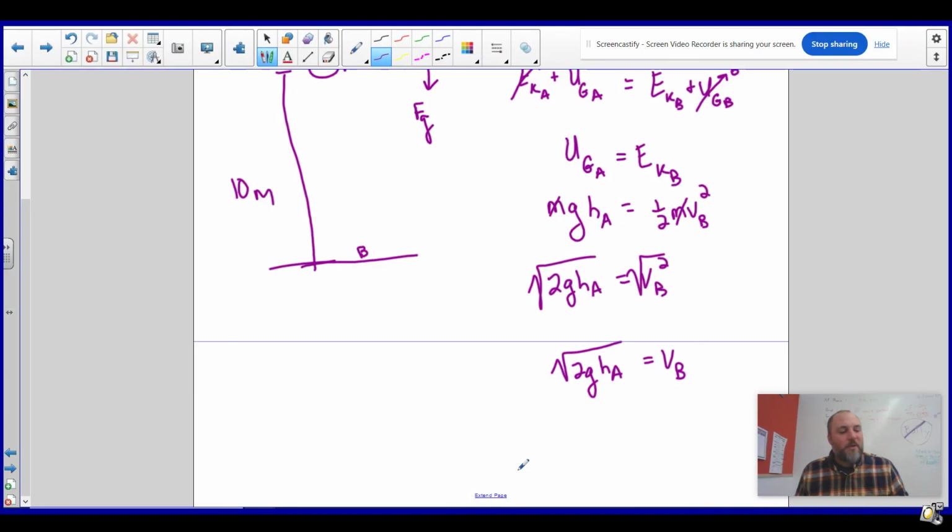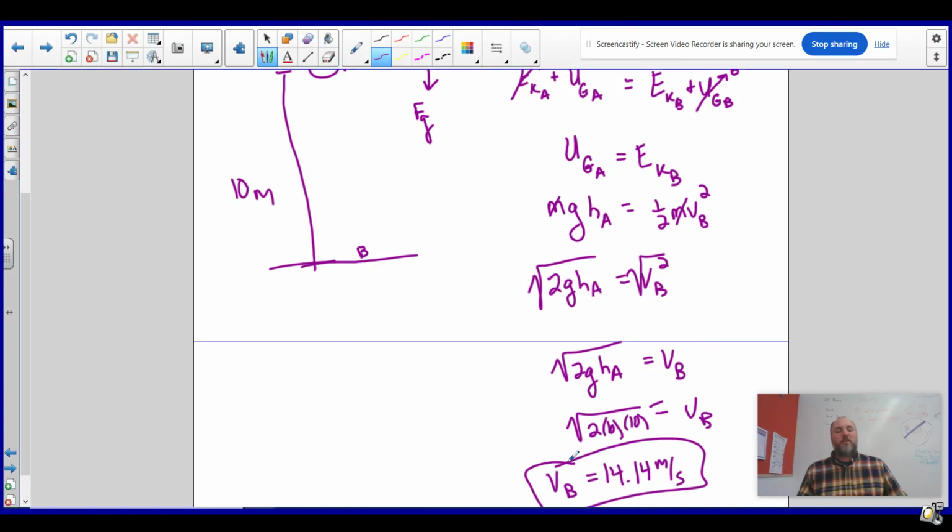So we can now get a numerical value for that velocity at B. We have the square root of 2 times 10 times the height, which is also 10, and that is the square root of 200. We'll put that in a calculator real quick, and I'm getting about 14.14 meters per second for the speed just before hitting the ground. That's the exact same result that you would get from kinematics.